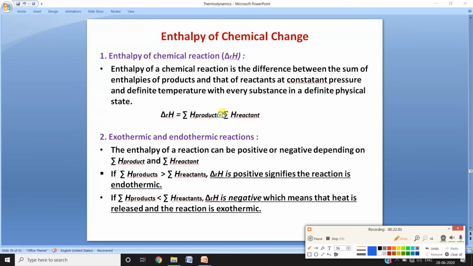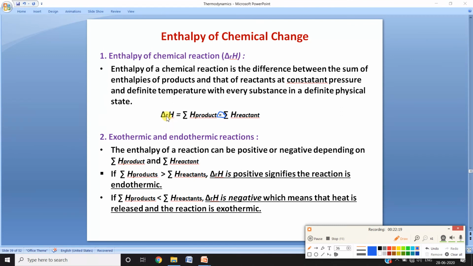So how to define the enthalpy of reaction? Enthalpy of chemical reaction is the difference between the sum of enthalpies of products and that of reactants at a constant pressure and definite temperature with every substance in a definite physical state.